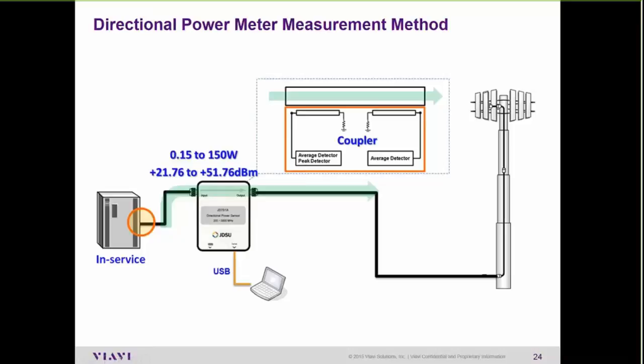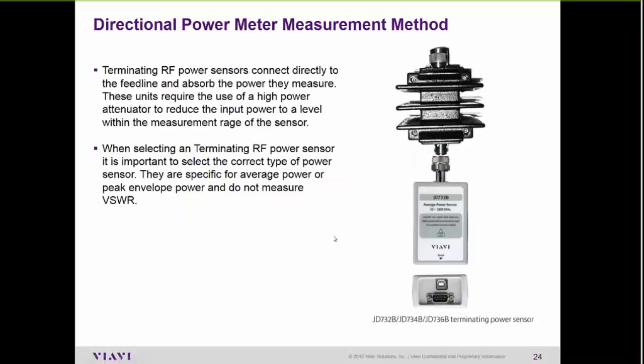And again, you can connect it up either to your laptop or to the test set. It is possible also to purchase a terminating power sensor. So this just goes directly on the end of the cable, and it absorbs all the power output by the eNode B. For this particular type of sensor to work, you do have to have the right frequency range and the right sensor type. So these are specific for average power or peak power.